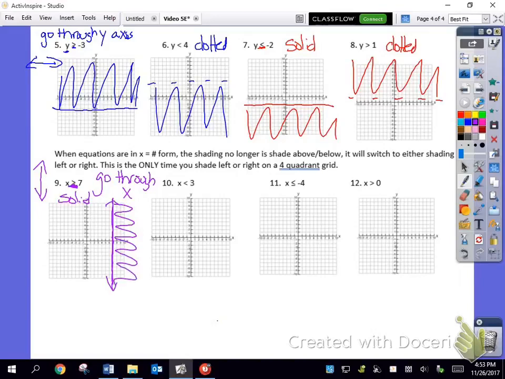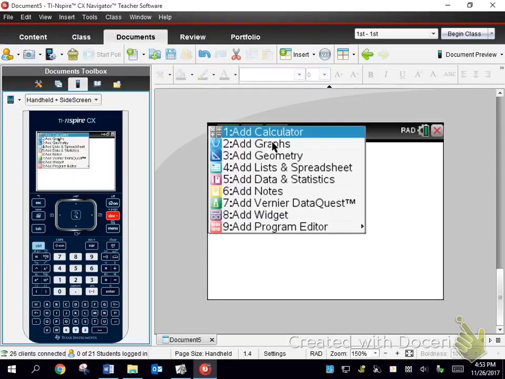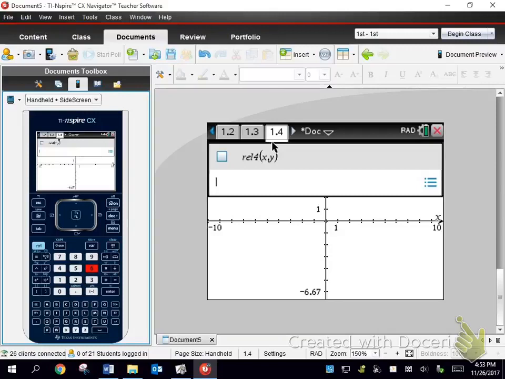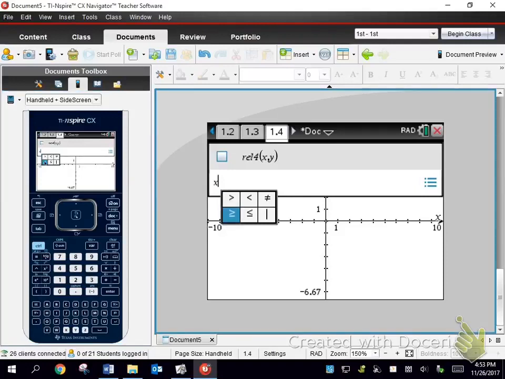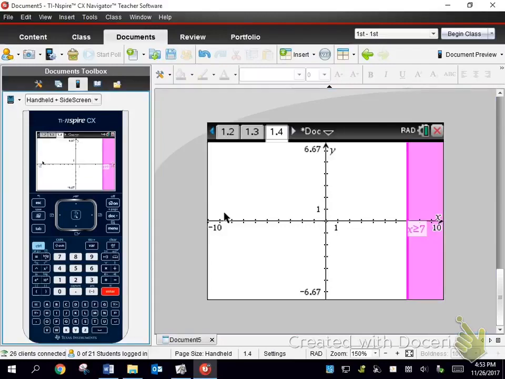That's greater. Okay? Now I'm going to show you a really cool thing. Control Doc. Go to Graphs, back arrow. Now, see, go to 6, Relation. You can type in x, and then if you hit Control Equal, you can say greater than or equal to, and that's what I want to pick, greater than or equal to 7. Enter. And see, that's what it matches.